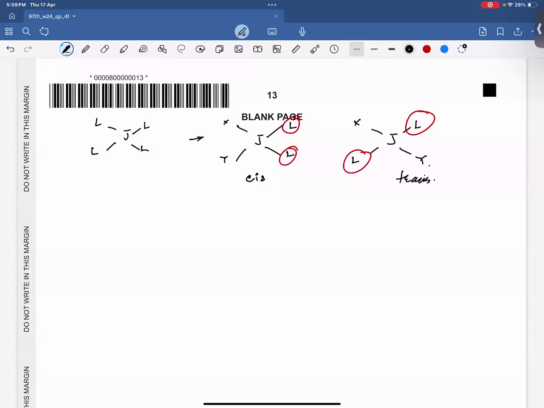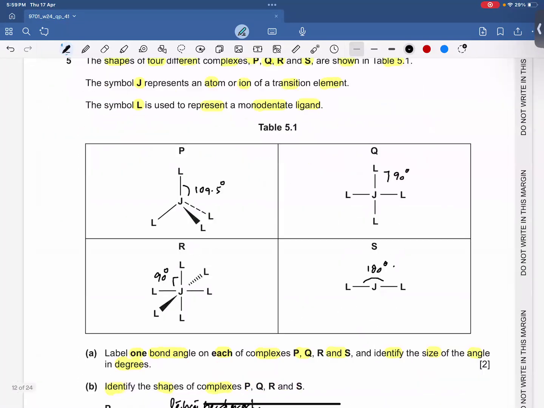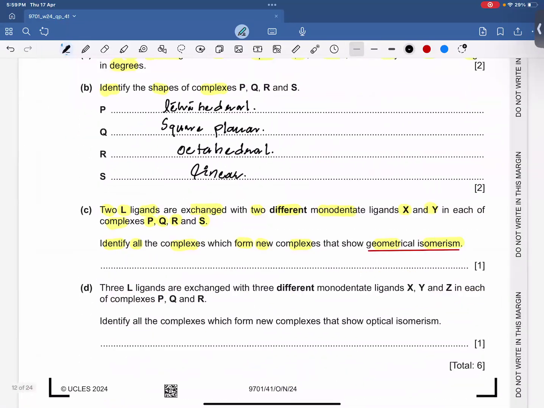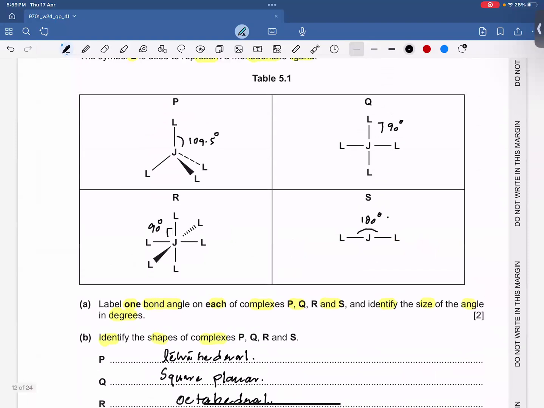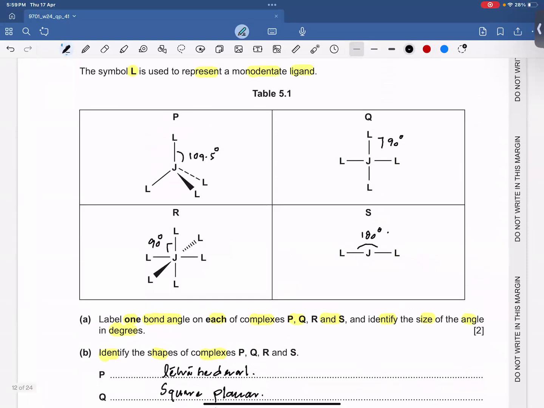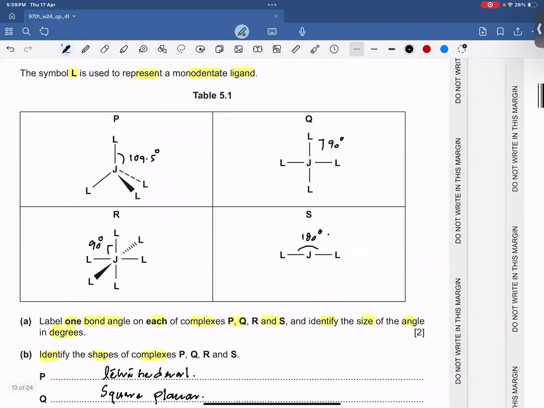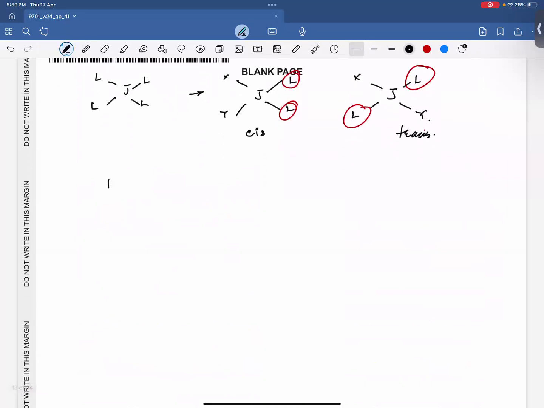So I think this compound Q gives you geometrical isomerism. Okay. P, Q, R and S. S तो होगा नहीं. P पे देखते हैं. P पे आपके पास 4 ligands हैं. हम 2 ligands सब्स्टिट्यूट कर देते हैं, X and Y.